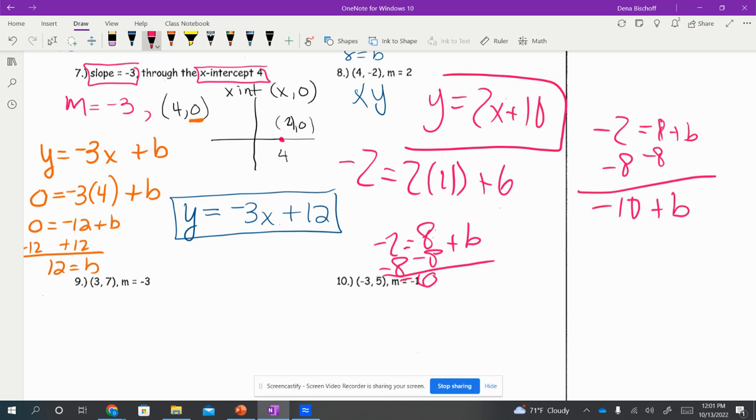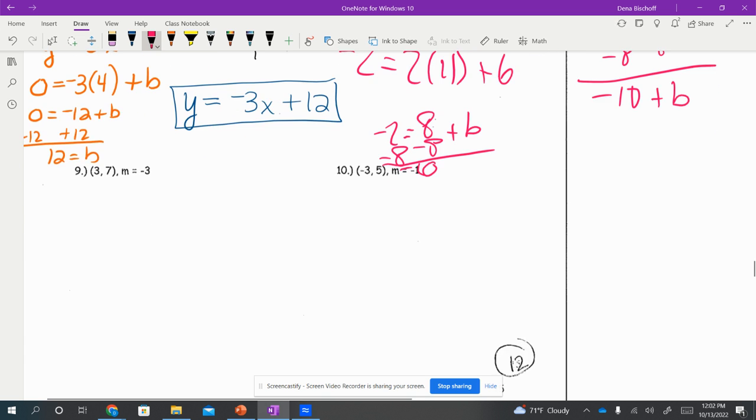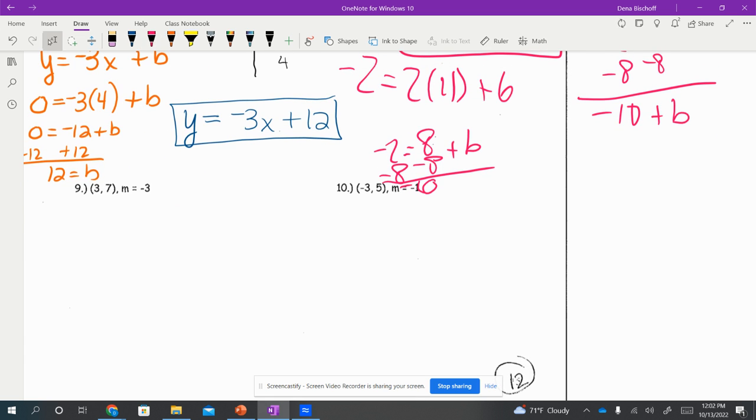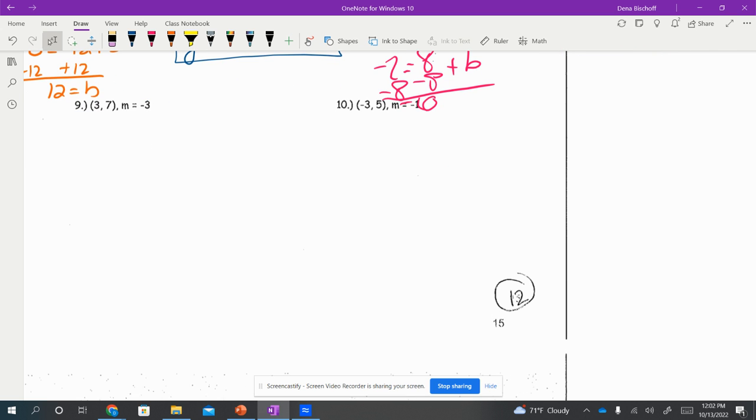Yeah. Good job. Number 8, y equals 2x plus 10. Nice job. Y equals 2x plus 10. Here you go. Number 9. Try to keep it in that space. You just write on it.